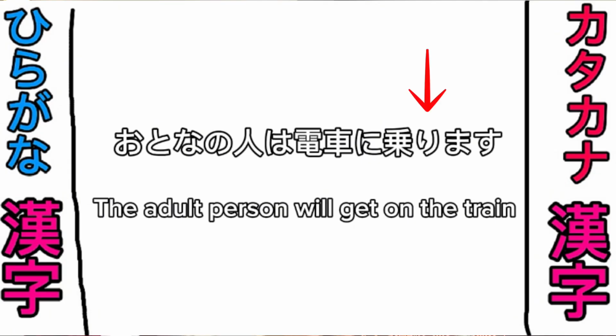Noru, because in sentence form it is norimasu, but in base form it's noru. Noru means to get on, which is an action. You're getting on something, you're actively doing it. Hence why it is an action and not a state verb.